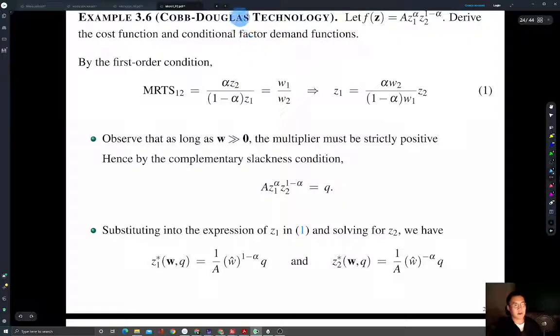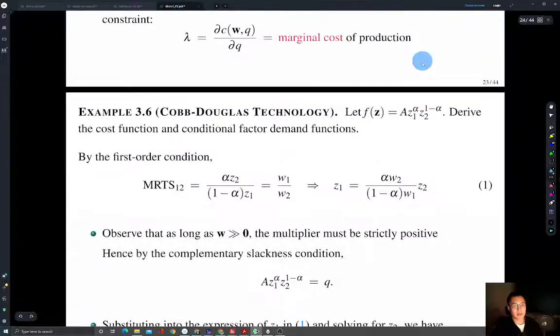So we have familiar Cobb-Douglas technologies: A times Z1 to the alpha times Z2 to the power 1 minus alpha. Okay? And we want to derive the cost function and the conditional factor demand functions.